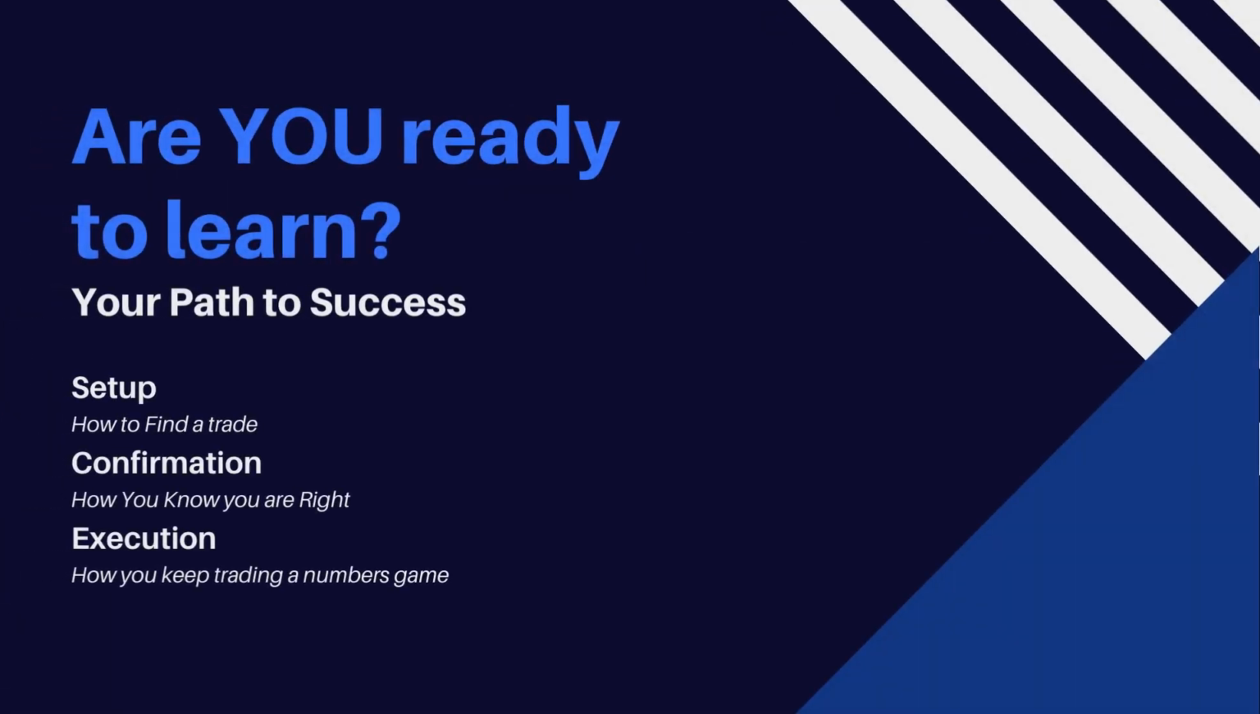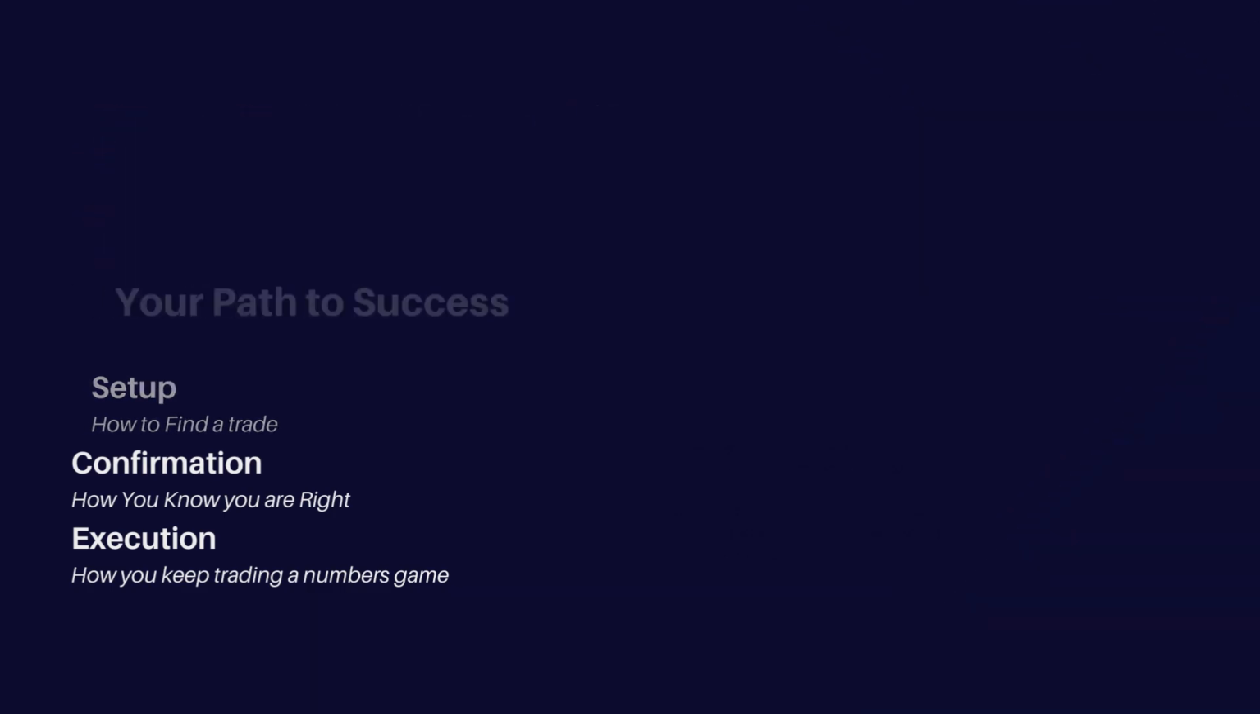So, the number one goal of any trader is to be successful. And the path to success for any trader begins with the setup, confirmation, execution method. This path, right, creates a foundation for you to have a plan for every single trade, to know why you're taking a trade, and then to keep trading a numbers game. So, I'm going to help you find your idea. I'm going to help you to learn how it's correct. And then I'm going to teach you how to keep trading a numbers game all in this simple video.